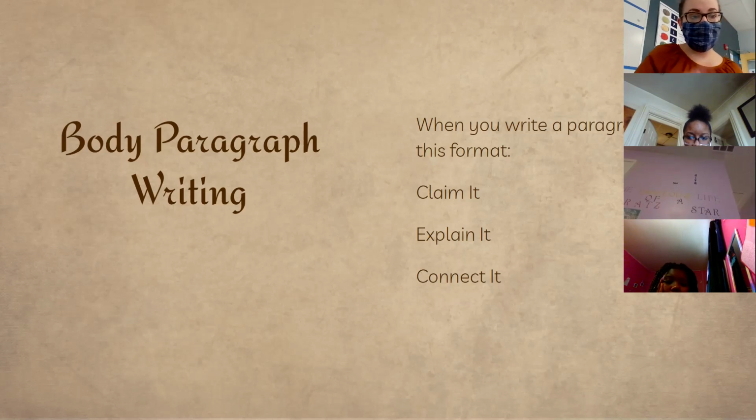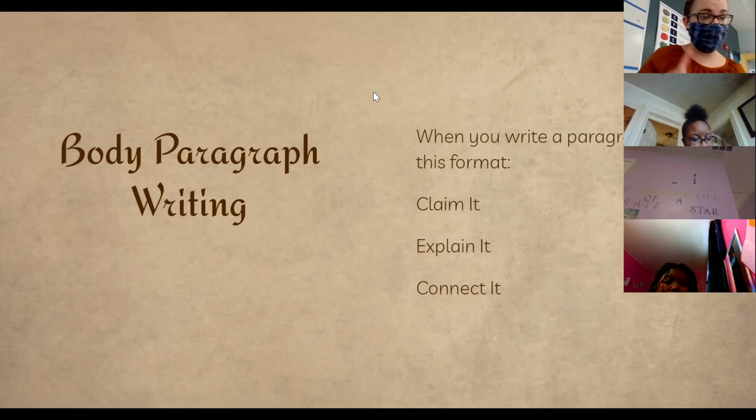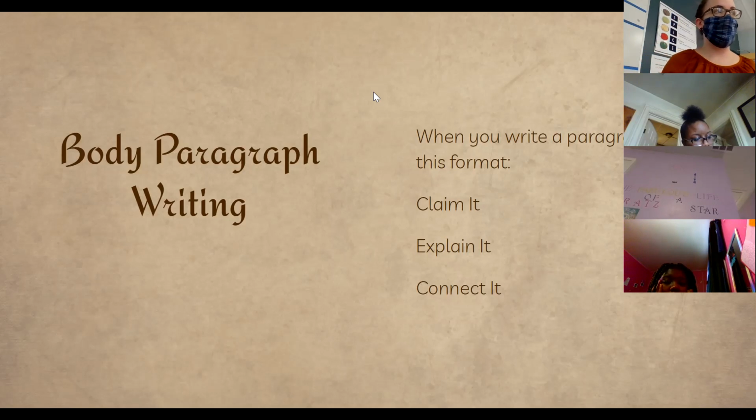So we have our claim it, which is our thesis or our answer to the question. Our explain it is our piece of evidence. In most of our body paragraphs for class, you only need one piece of evidence, but in your DBQ, you're going to want to use two pieces of evidence from two different documents. So it depends on what you're writing. In that case, those body paragraphs would be like 4 sentences. But for today, you're just going to need one evidence for explain it. So again, explain it, one piece of evidence that backs up or explains your answer.